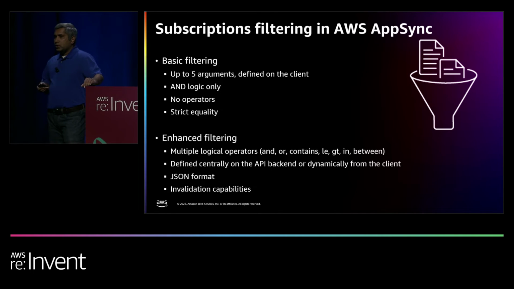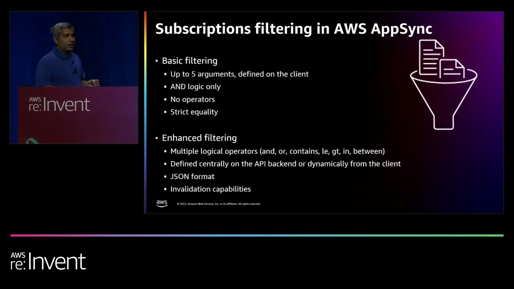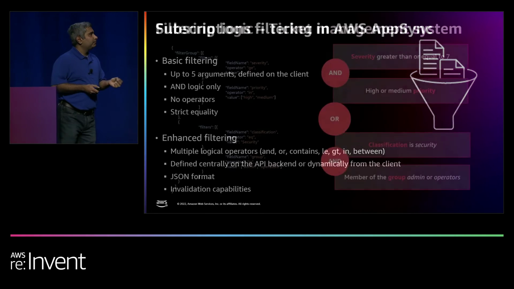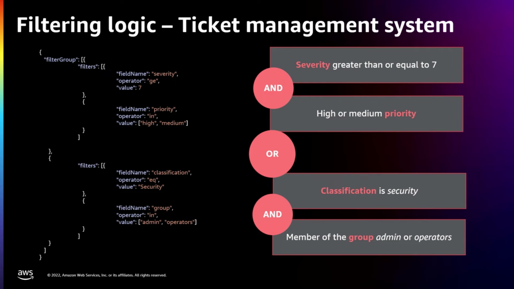And there is also a special feature called invalidation, where what if you want to disconnect a WebSocket connection from a connected client? In that case, you can specify an invalidation filter in your logic to invalidate that WebSocket connection as well. These are some examples of filtering logic.